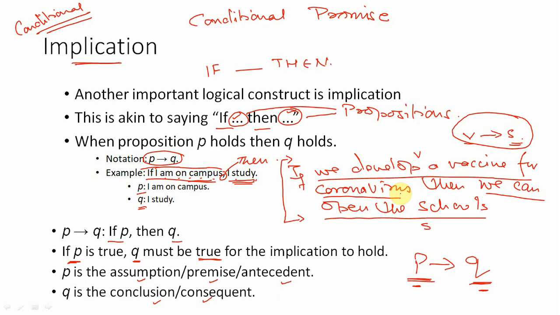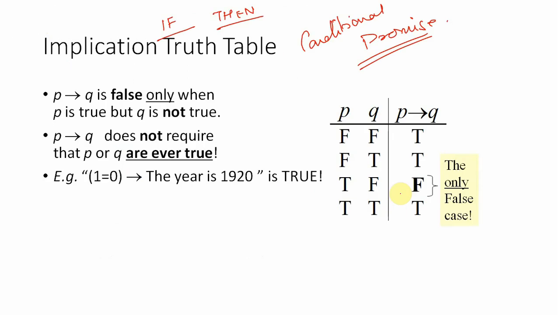Now let's see it from a truth table point of view. If I have P and Q, two atomic propositions, I have four possible values for these two. Both of them are false: if the premise is false, then the conclusion is true. If the premise is true, then the conclusion is false. This implication is false, or this conditional promise is broken, only when the premise is true but the conclusion is false.